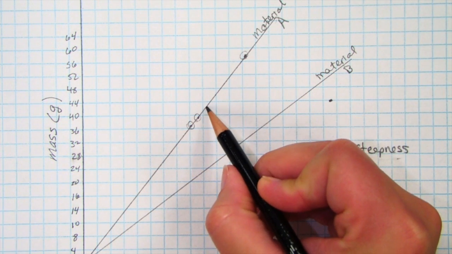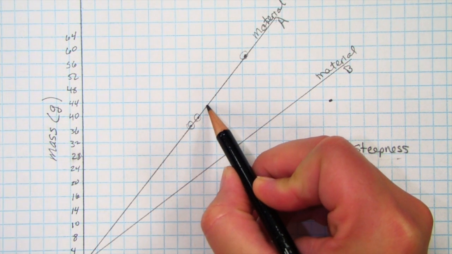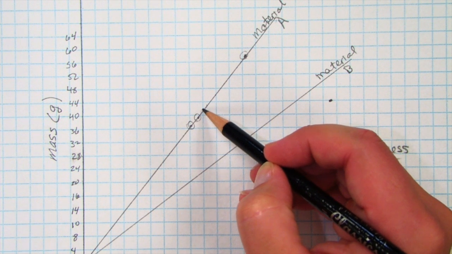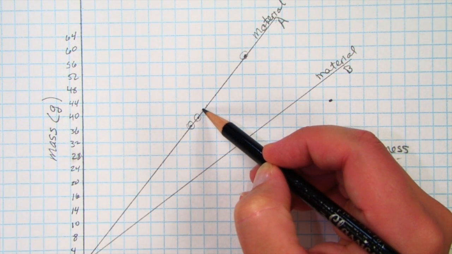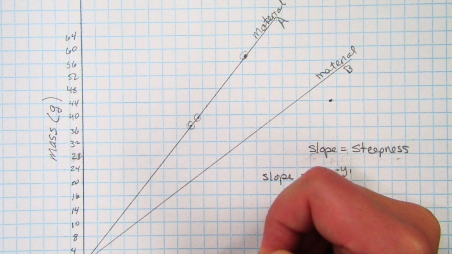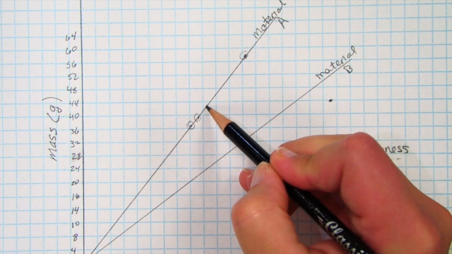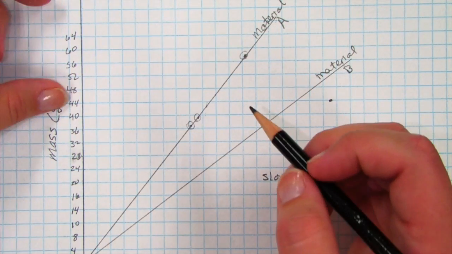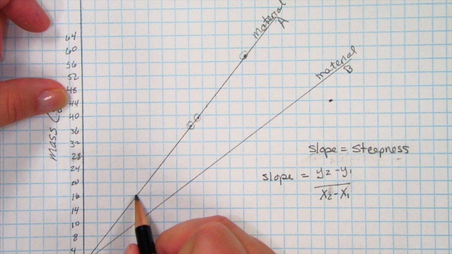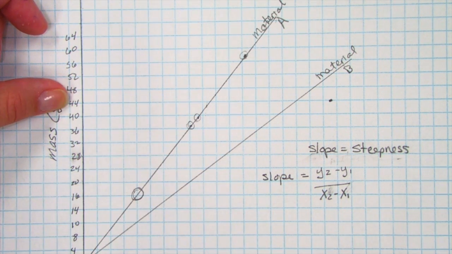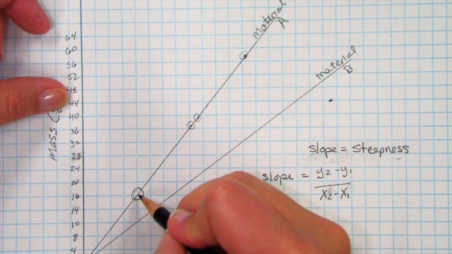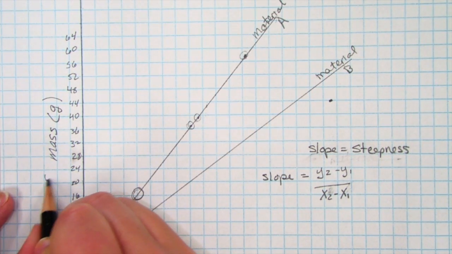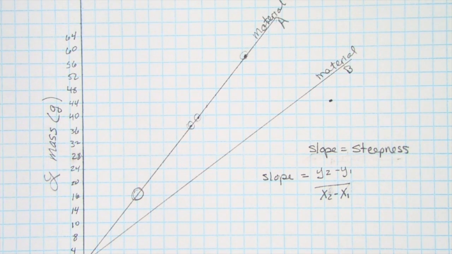I could choose this point right here. That's a valid point to choose, but I don't know exactly what the value is because it's between, what is that between? 50 and 45, between 45 and 50. It's between 40 and 44. I don't know exactly what it is. But if I come and find this point right here, I know exactly what that value is. It's 20 and 16.